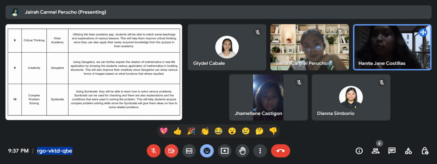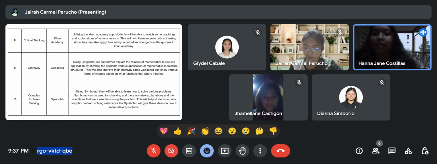This will help them improve critical thinking since they can also apply their newly acquired knowledge from the quizzes in Khan Academy. In Khan Academy, they do not just offer a video discussion but also offer different quizzes that are in line with a certain topic, which have different levels of difficulty.